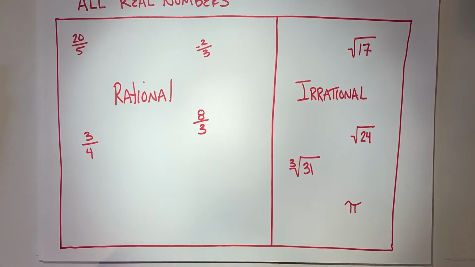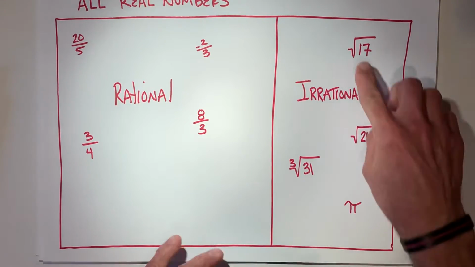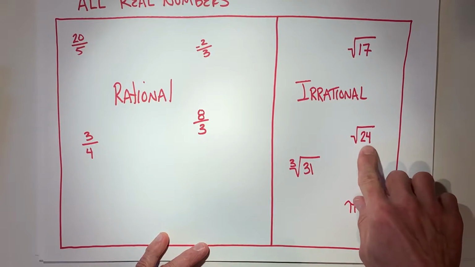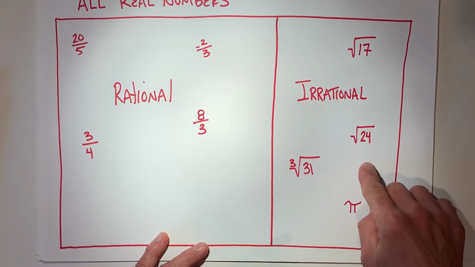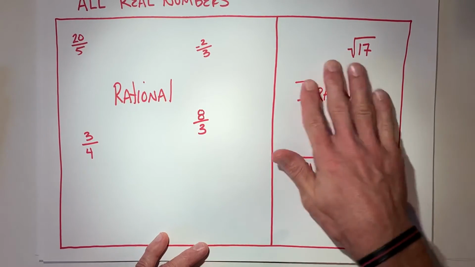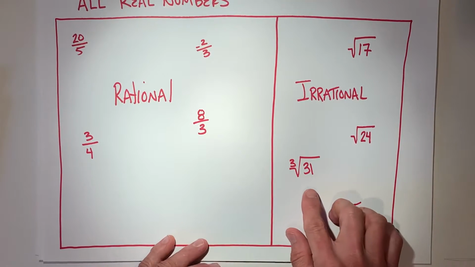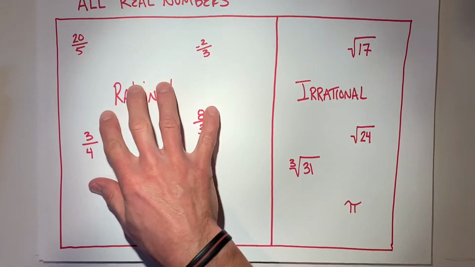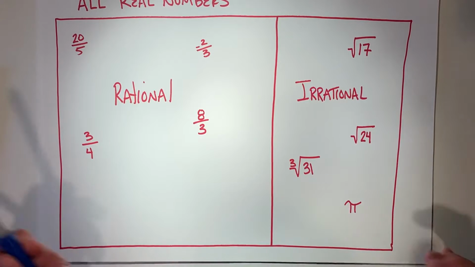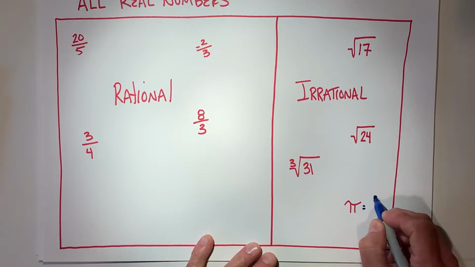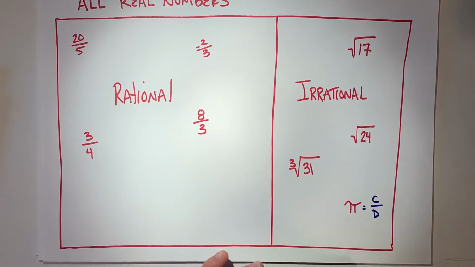So what you'll notice over here are you will see square roots, you will see cubic roots, but you notice that the 17 and the 24 are not examples of perfect squares. So they're not this. Cubic root of 31, that's not a perfect cube, so that is not rational. And finally, pi. Pi is so famous. Pi is interesting because pi is actually built by a ratio of two values. Pi is actually the ratio of circumference to diameter of a circle.